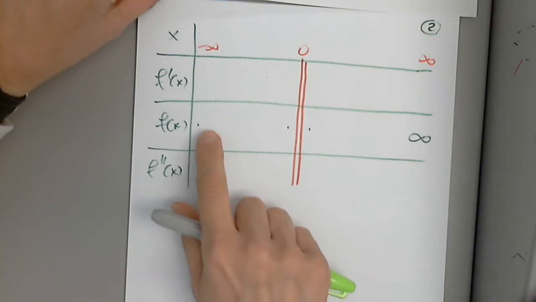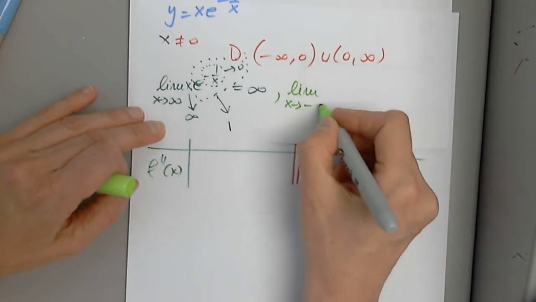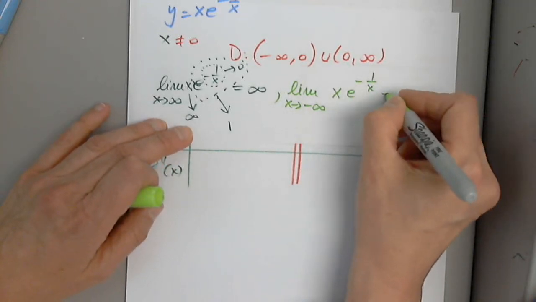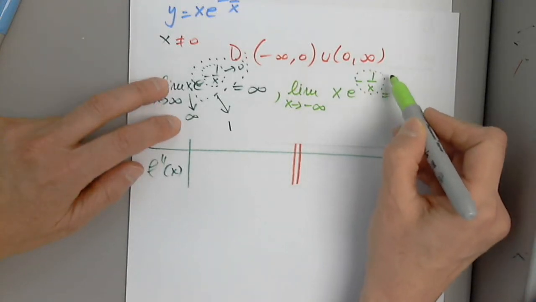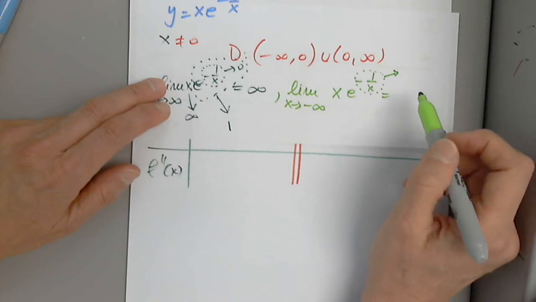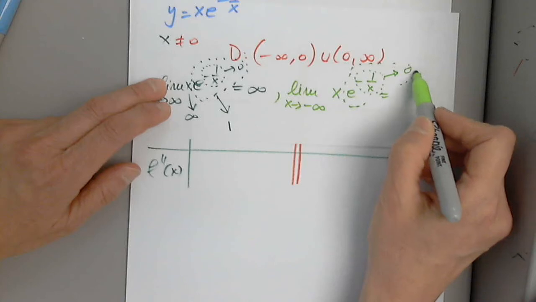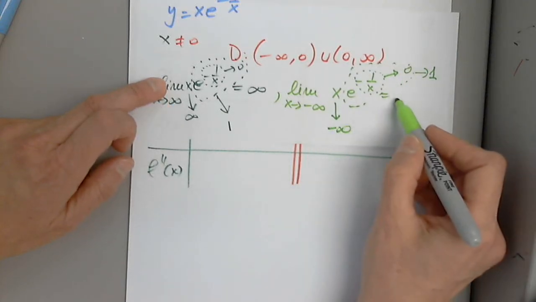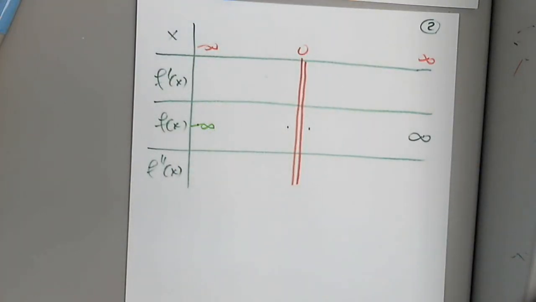Okay, very good. Now let's determine the limit at the other end. Limit as x approaches negative infinity of x e to negative 1 over x. Where does this go? Still to 0. Very good. Where does this go? 1. Where does this go? So the answer is? Excellent. Well done.